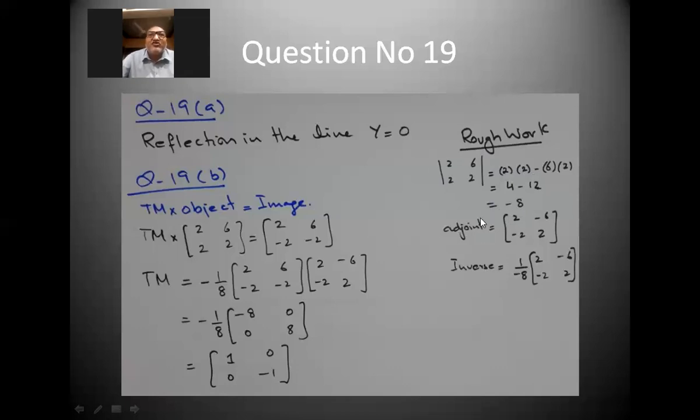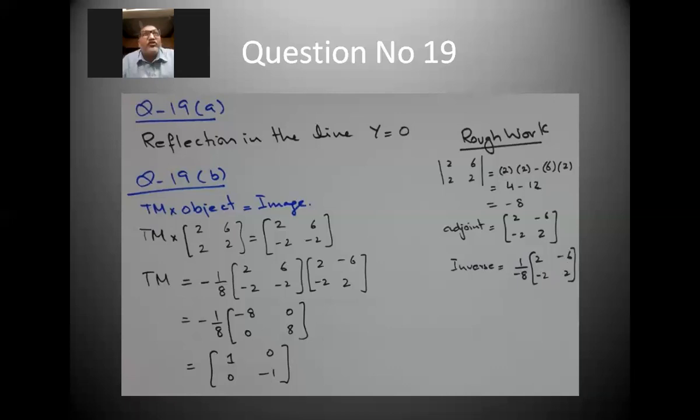Then I will find the adjoint of this matrix. Their locations will be changed. The two will go there, and the two will come here. And on the other diagonal, I will simply change the signs, -2 and -6. So the inverse will be 1 by -8 times the adjoint, that's 2, -6, -2. First of all, I will write this because it's in the second location on the left side.